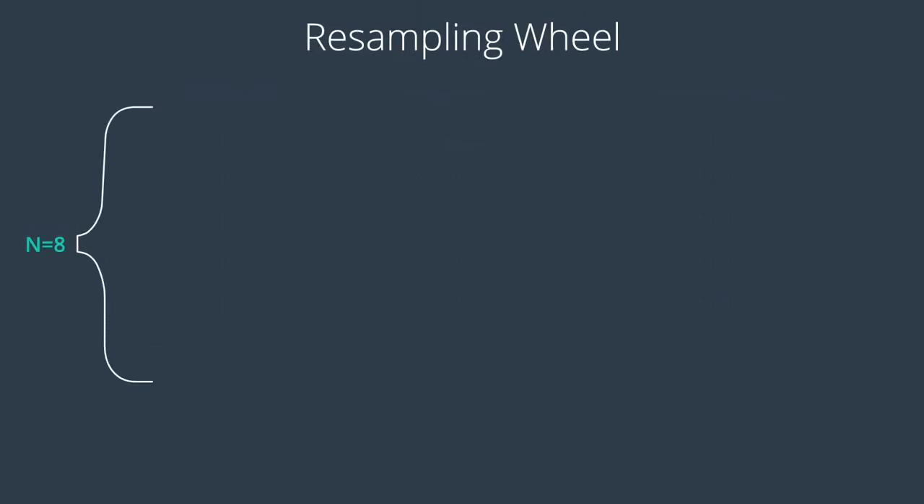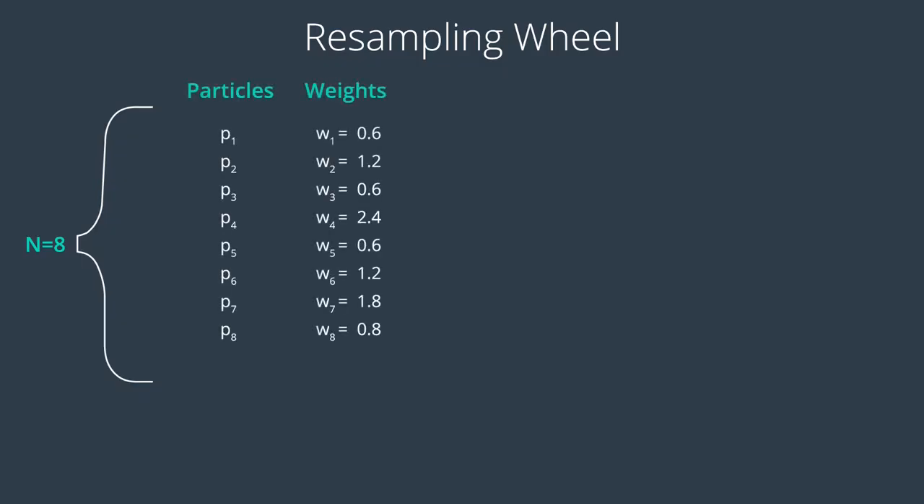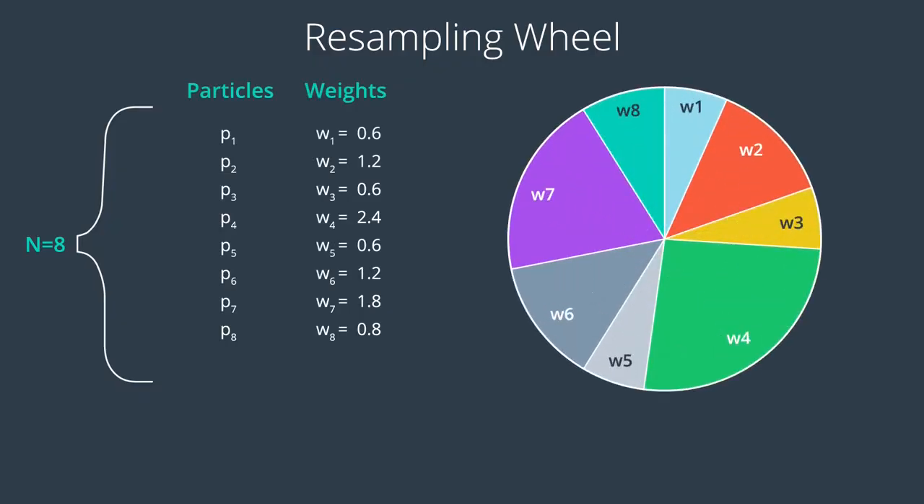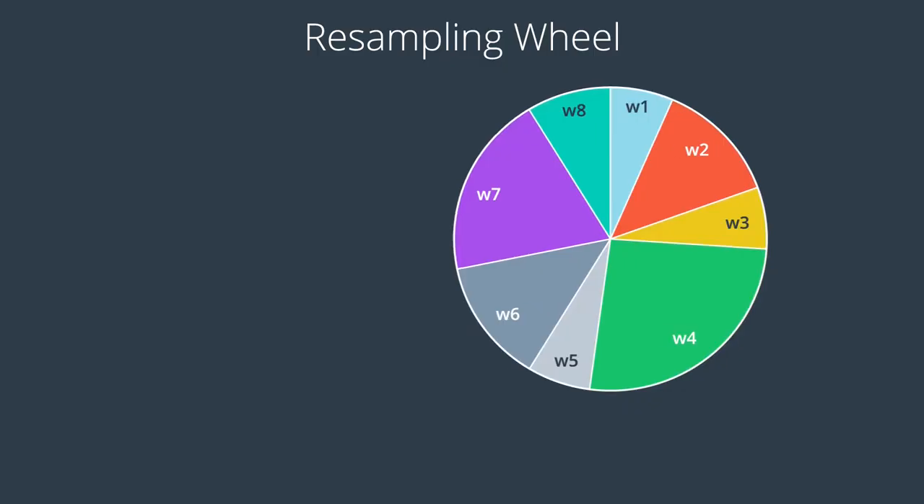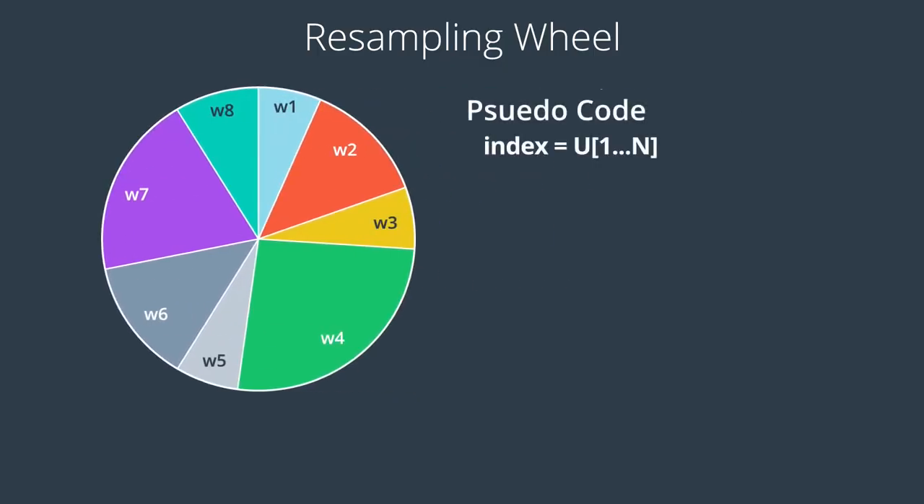Let's have a closer look at how particles are being picked. In this example, we are given a set of 8 particles, each with its specific weight. These particles are initially grouped in a wheel, with each particle occupying a space depending on its weight. We can notice that particles 1 and 3 occupy a very small space because of their small weights, whereas particle 4 occupies the biggest space because it has the largest weight. Initially, we randomly pick an index from the set of particles ranging from 1 to n, or in our example, 1 to 8. Let's pick the 6th particle as our initial index.